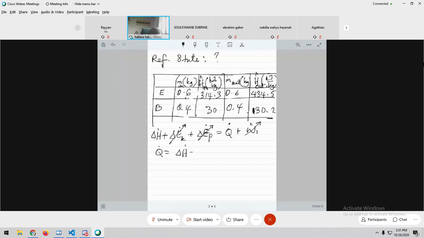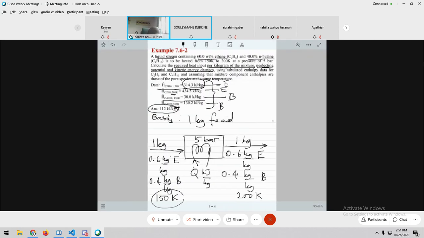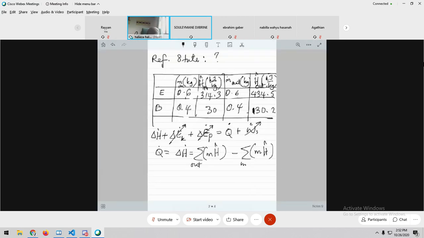This time you are dealing with mass: mass out times specific enthalpy out, minus mass in times specific enthalpy in. You don't have the dot there because it's in kilogram. The problem did not specify it's per second. There is no rate, it's just per kilogram. So I think it's just mass, not rate. So let's do the calculation.